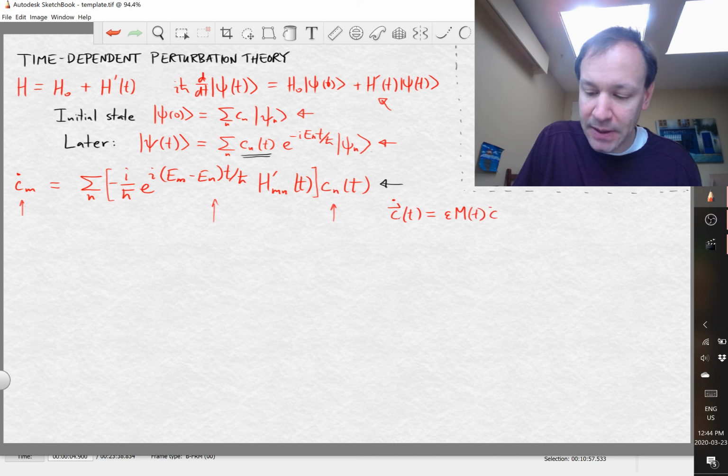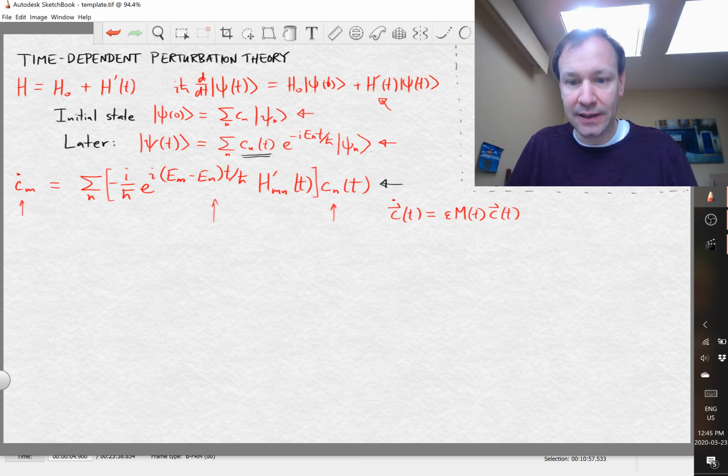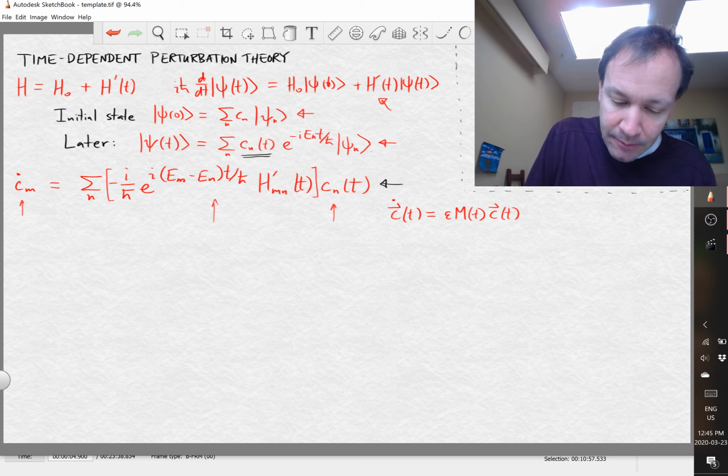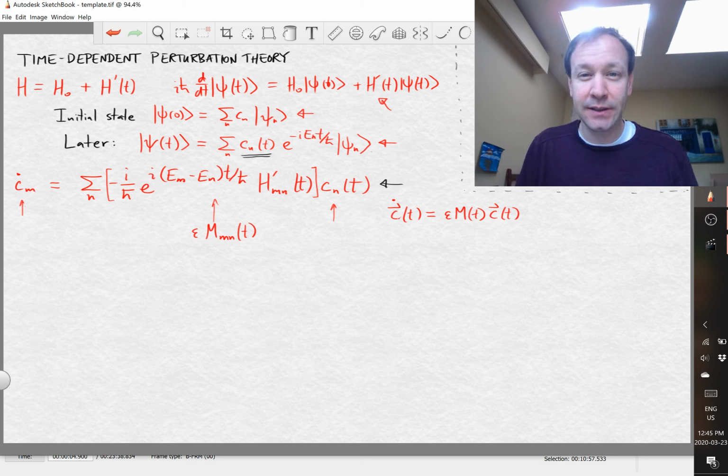So some time-dependent matrix times our coefficient vector again. So I'm calling everything in the square brackets epsilon times Mmn of t. So I'm just going to use that notation so I don't have to keep writing that entire expression in the square brackets. Okay.